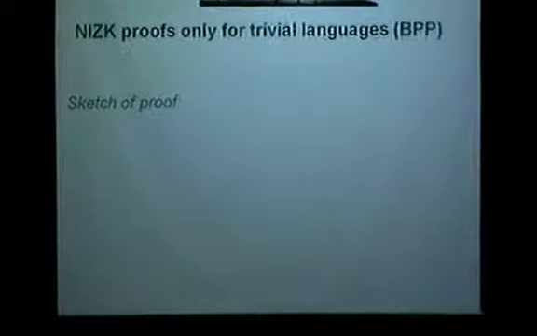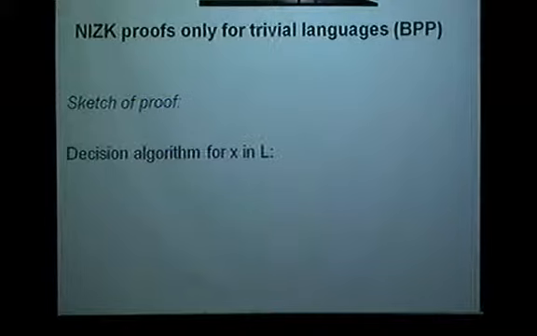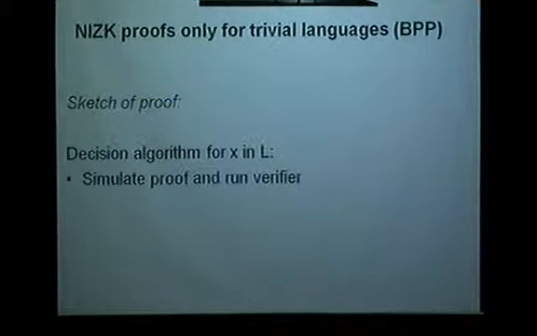Now there's a problem, which is that non-interactive zero knowledge proofs, they don't exist. They only exist for trivial languages. And I'll just quickly sketch why that is so. Imagine we have some language which has a non-interactive zero knowledge proof, and we'll construct a decision algorithm for X. What it does is simply it simulates the proof. It can do that because it's zero knowledge, and then it runs the verifier protocol on this simulated proof.